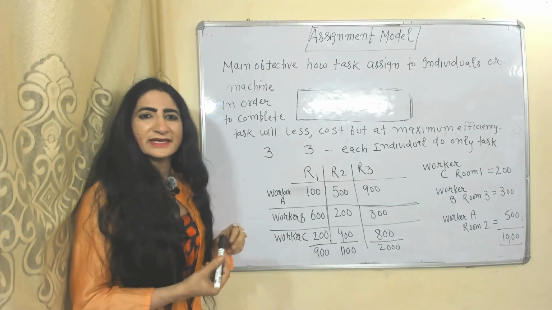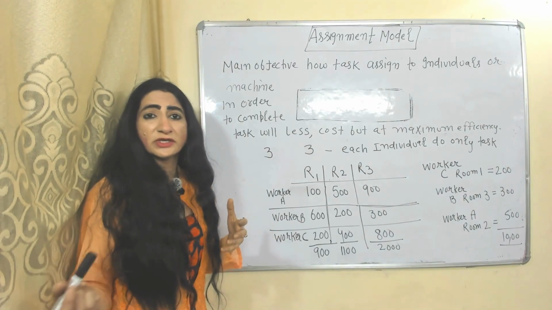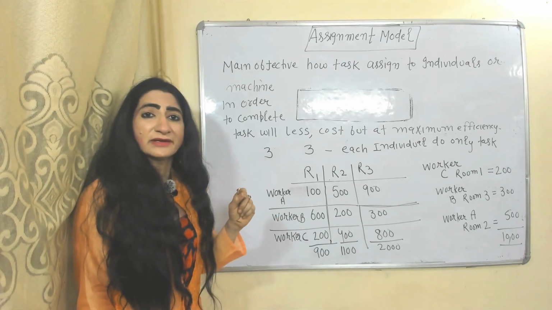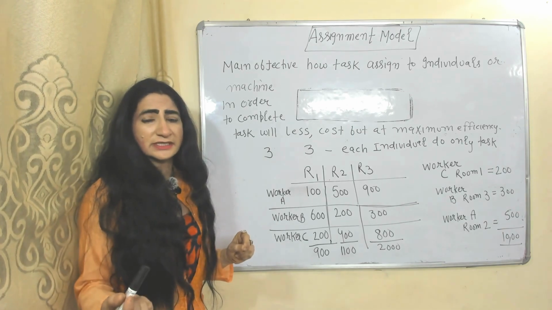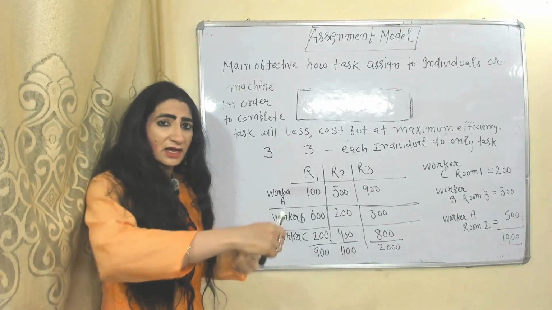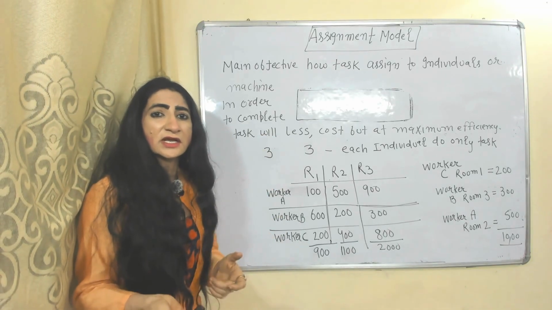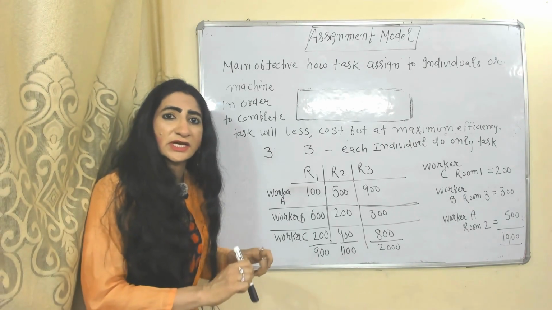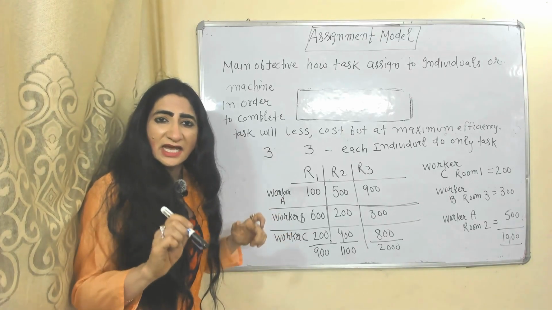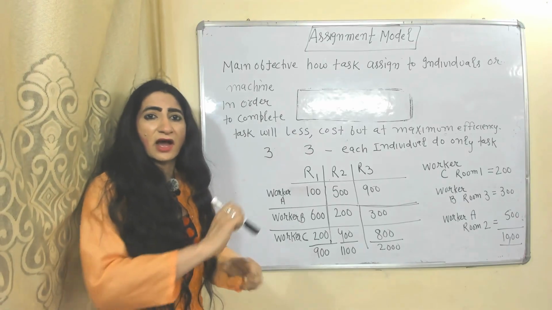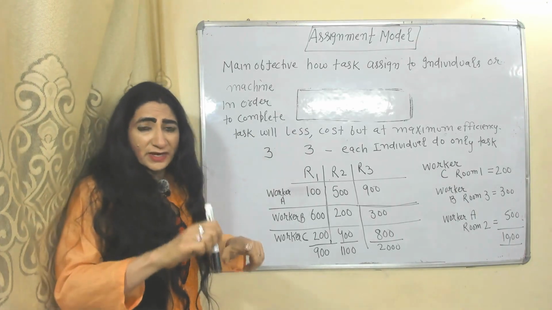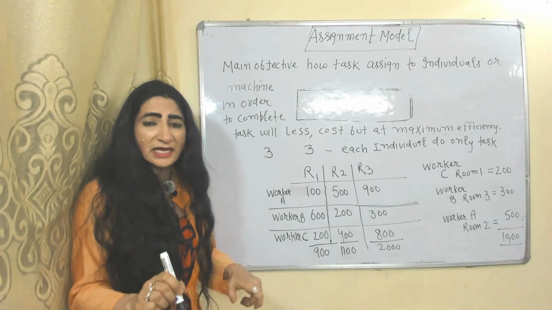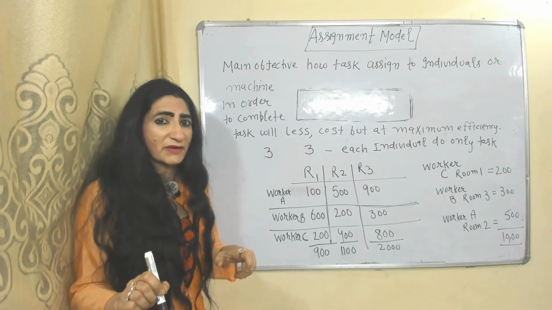The next OR technique is the assignment model. As we know, different individuals have different expertise, specialization and different rates. The assignment model helps to decide how to assign tasks among different individuals so that we can complete our task with less time, minimum cost and maximum efficiency.